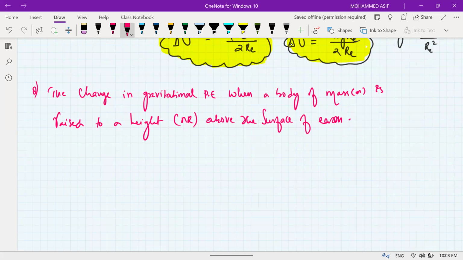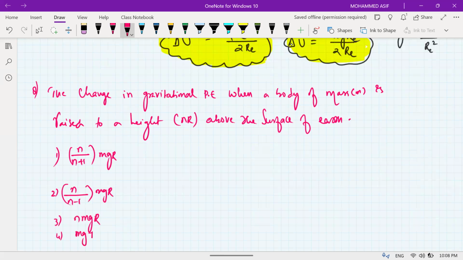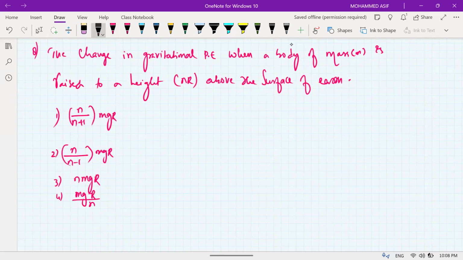Chalo, try to do. Capital R will be the radius of the earth. Beta, I'll give the options, just check me the answer. First option: n divided by n plus 1 into mgR. Second option: n divided by n minus 1 into mgR. Third option: n times mgR. Fourth option: mgR divided by n. First option, आ गया? He's asking just change, beta.